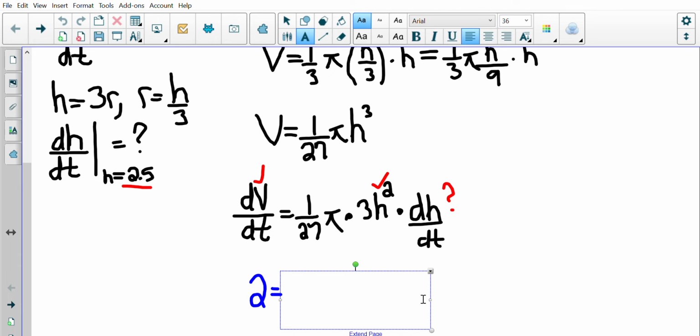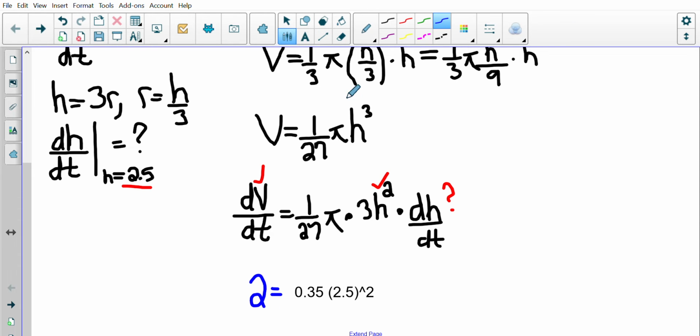And I get to 2 decimal places, I get my 0.35. All right, now h squared. So then I have, well, let's go 2.5 squared. And then at the end there, I have my dH/dt. That's what we're trying to find out, the rate of change of the height.